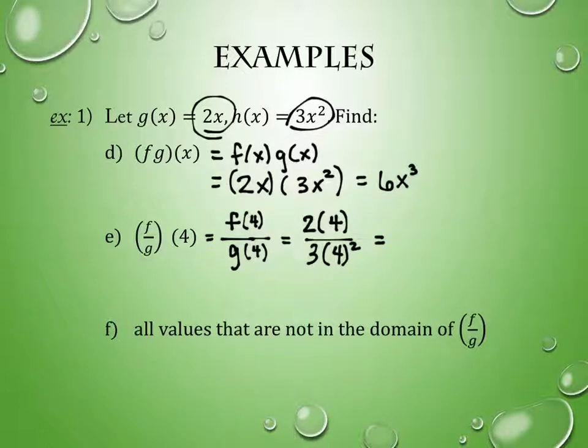Then we need to do some multiplication and potentially reducing or division going on. So what's on top? 8. On bottom, I start with the squaring, so what's 4 squared? 16, and then 16 times 3 is 48, that's right. 8 and 48 are definitely divisible by something, by 8 in fact, and it is 1 over 6, that's right.